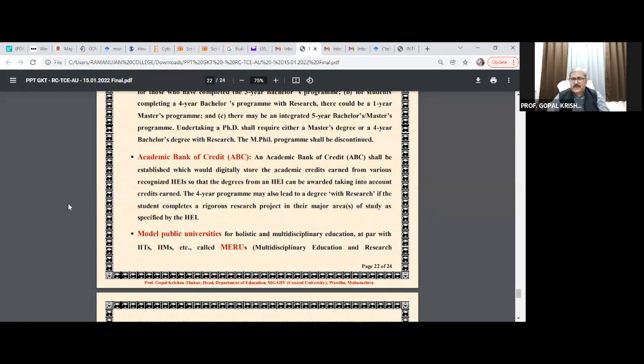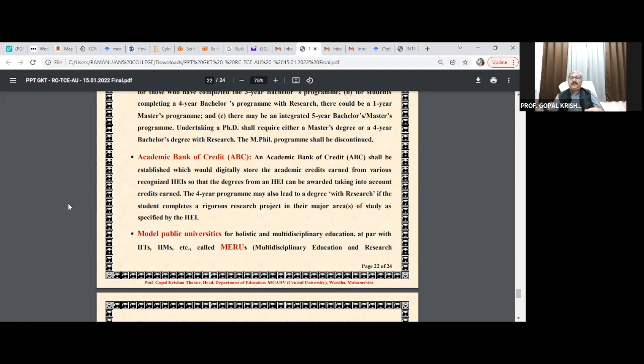Another thing that this national education policy document suggests is the setting up of model public universities for holistic and multidisciplinary education at par with IITs, IIMs, etc. Their specific names will be there, but in general, these universities will be called MERUs, Multidisciplinary Education and Research Universities. These will be set up to attain the highest global standards in quality education, and they will also help set the highest standards for multidisciplinary education across India. These things are there to make higher education in India more diverse and more multidisciplinary in nature.